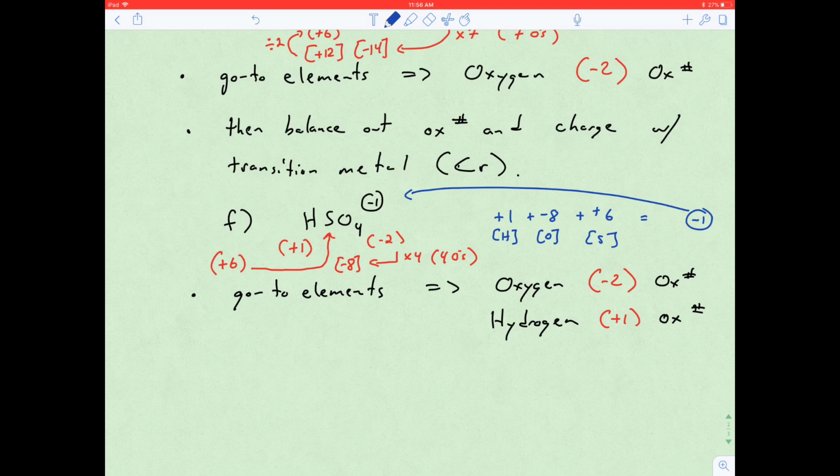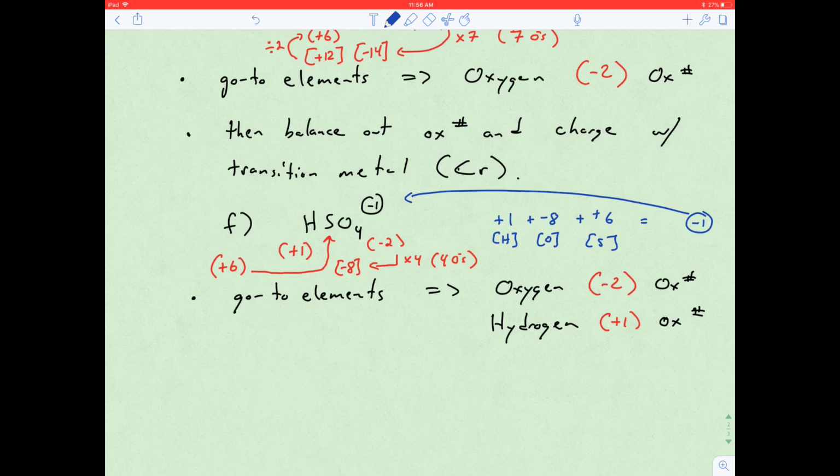So that's how you assign oxidation numbers. Always begin with the go-to elements, like group 1A, group 2A, group 3A, being +1, +2, and +3 respectively, as well as oxygen having that -2. These are really good go-to elements. That is how you assign oxidation numbers.